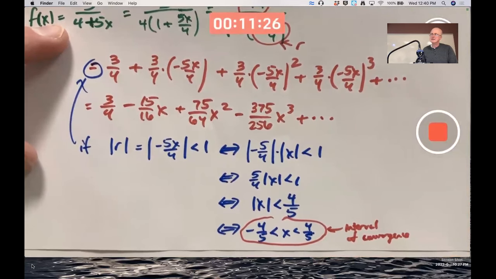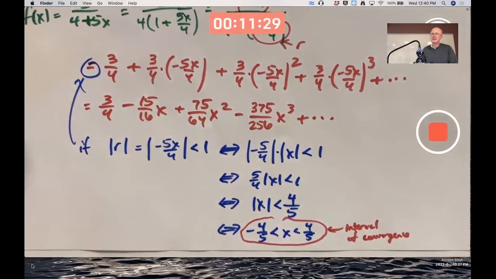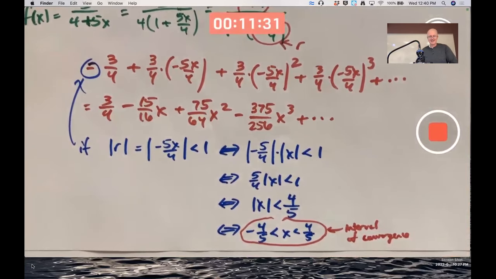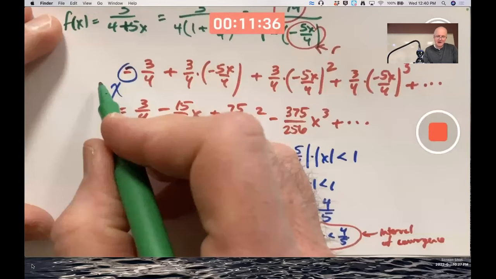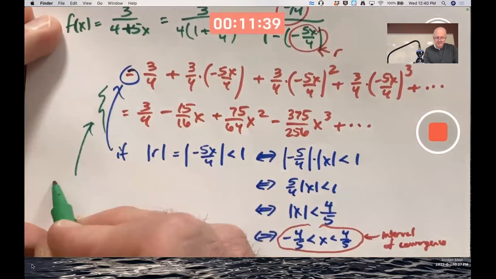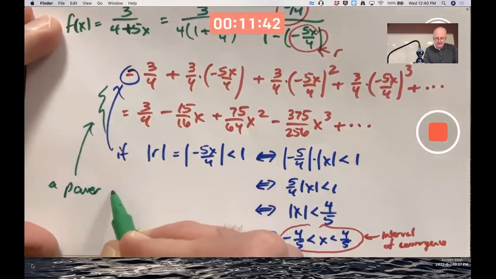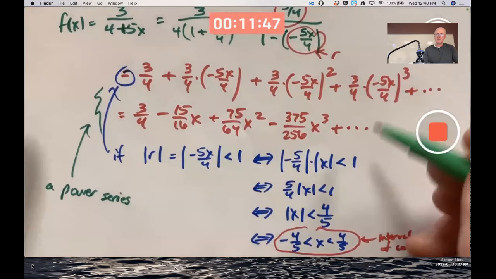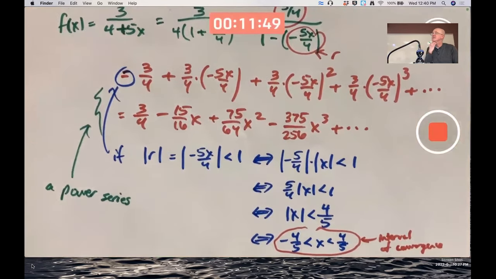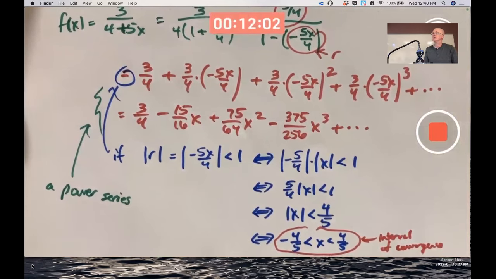The series has a special kind of name. In fact, it's got 3 special names. Most fundamentally, the series is called a power series. In either form, it's a power series because it's got powers of x. More generally, it might have powers of x minus something. And that will be the last example we do today. A power series because it's got powers in it.